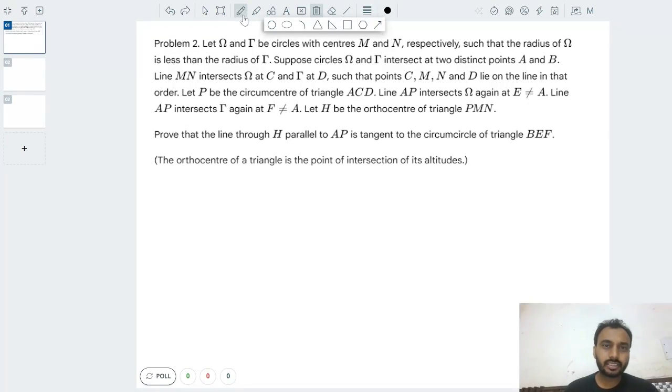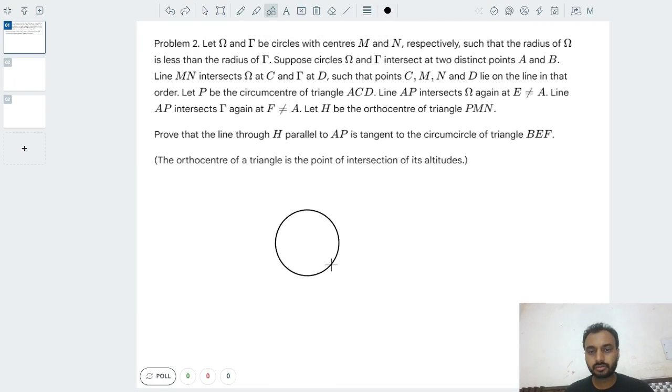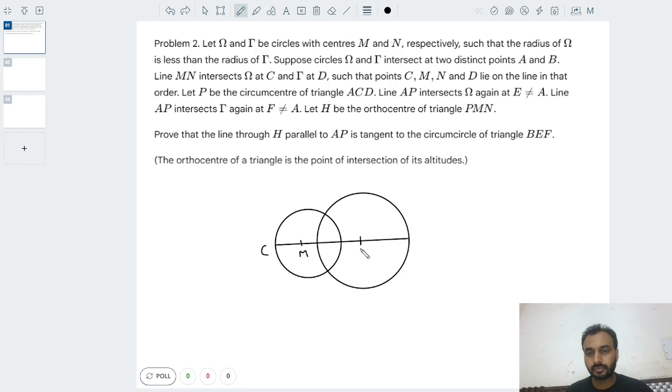Hello dear students, so let's discuss question number 2 of IMO 2025. In this we are given two circles intersecting at two points A and B. Their centers M and N, the center line intersects the circles again at C and D. So C, M, N and D are collinear and lie in this order.